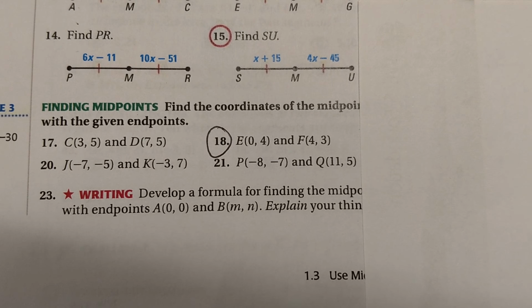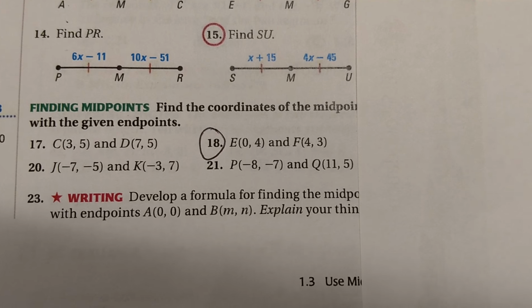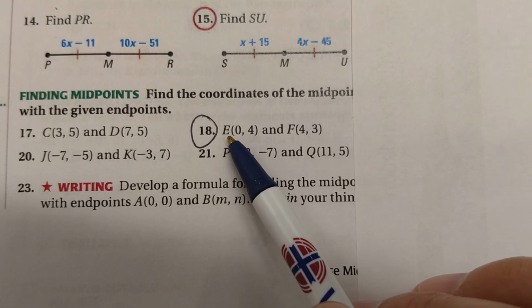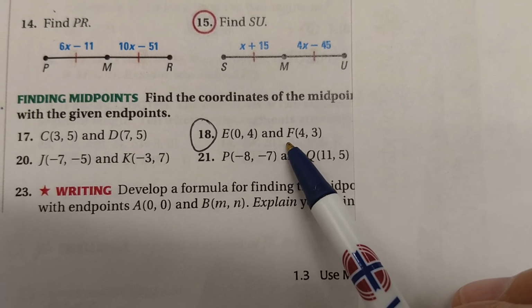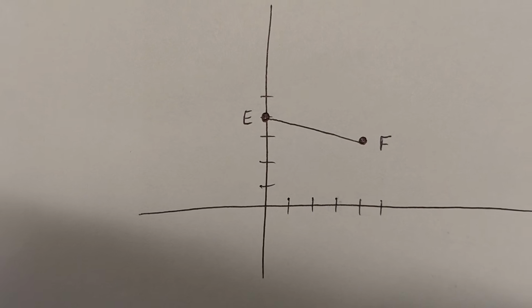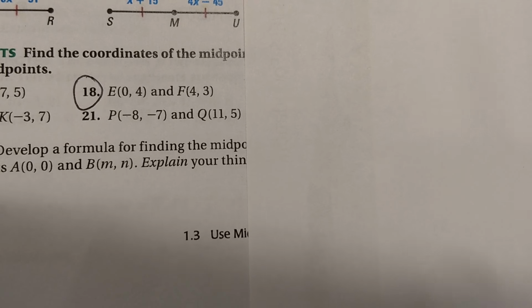Knowing what we know about segment bisectors, we can also find midpoints given certain information. So we're going to look at number 18 here, where we've got 2 points. Point E is at (0, 4), and point F is at (4, 3). If I was to draw that out, it would look something like that on a rough sketch. You could get graph paper to make it look a little bit nicer.